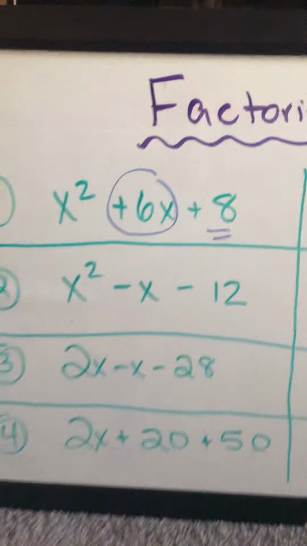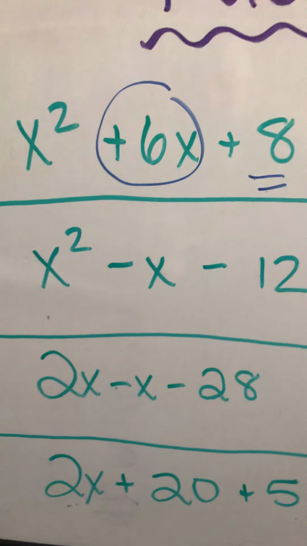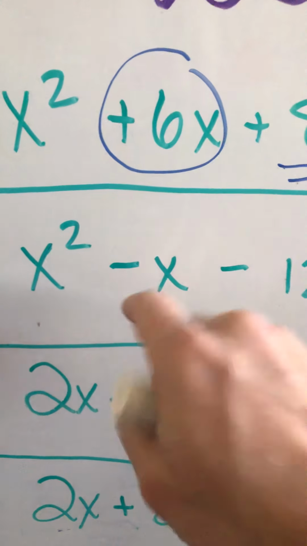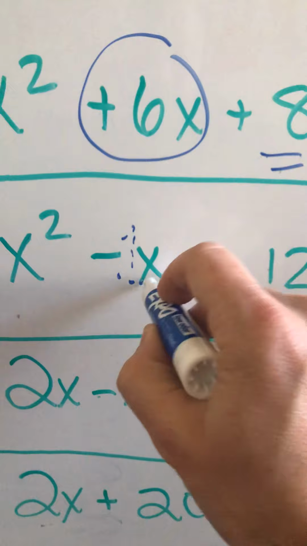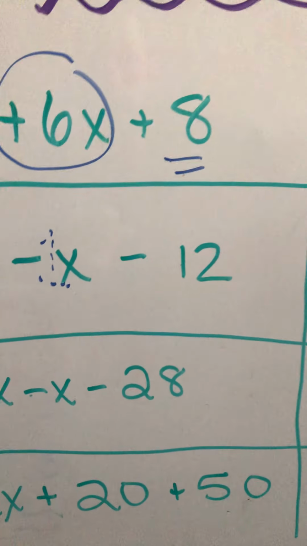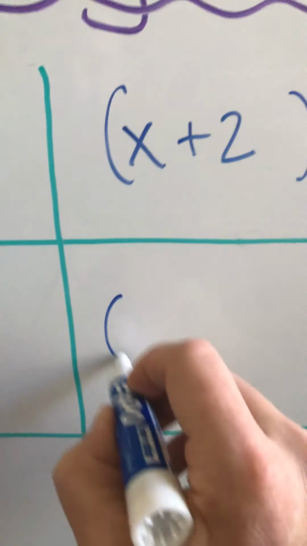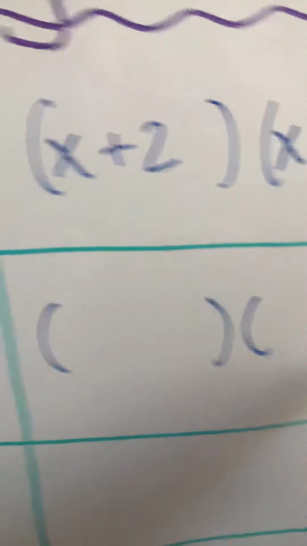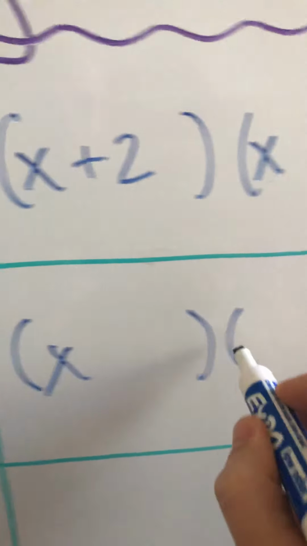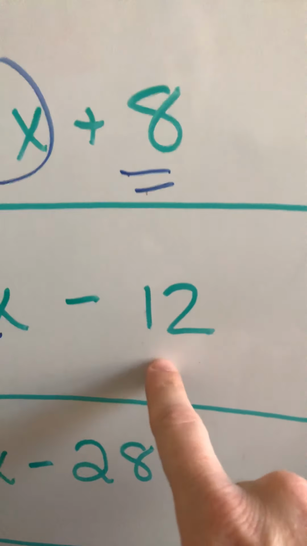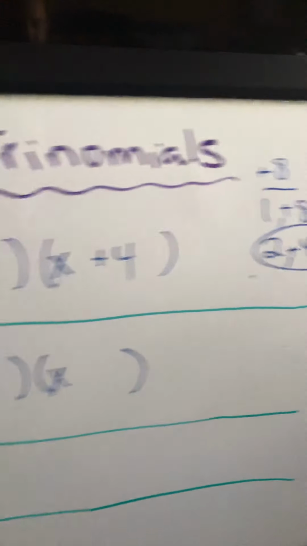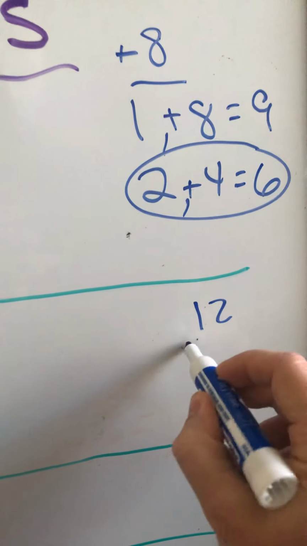When we come down to example 2, notice that the last number is negative. We have a negative x, and a reminder that there's an imaginary 1 here. There's no number in front, and we have a negative 12. So we're going to start the problem the same way. We're going to put our parentheses here and here. Again, it's x squared, so the only way to get to x squared is going to be an x times an x. Now the number we need is 12, but it's going to be a negative 12, which we'll deal with in a moment.